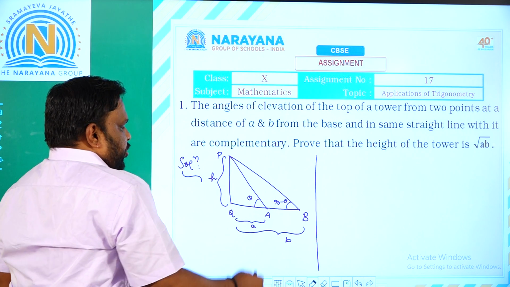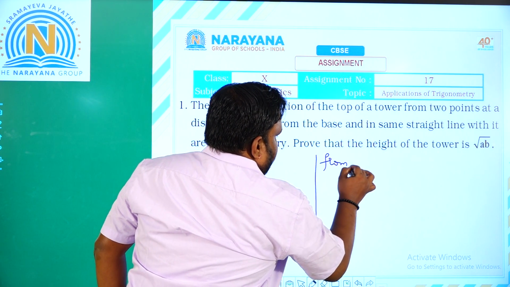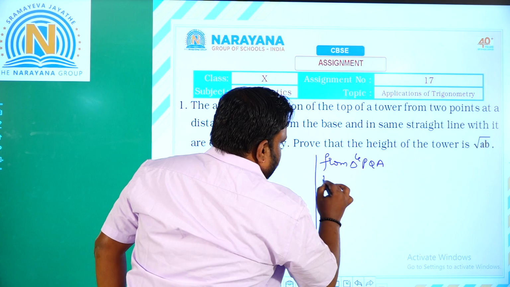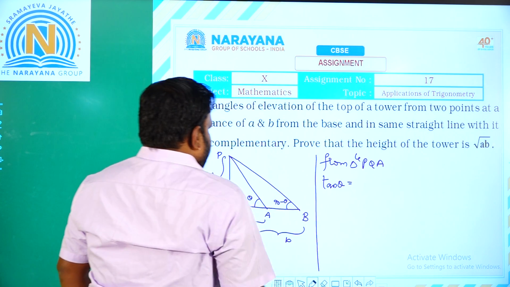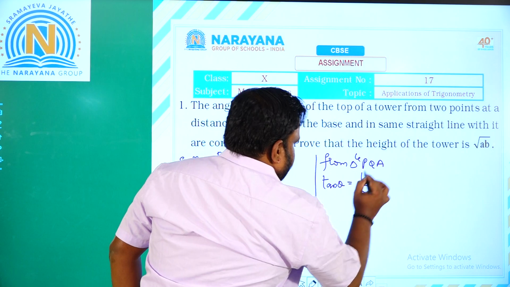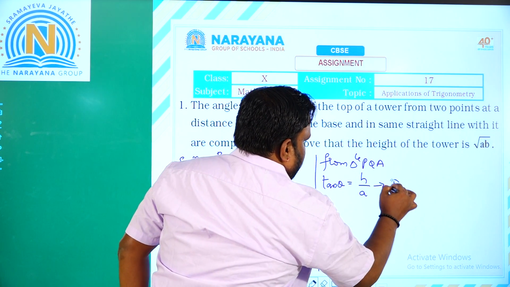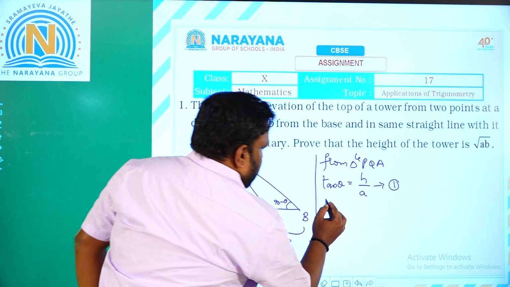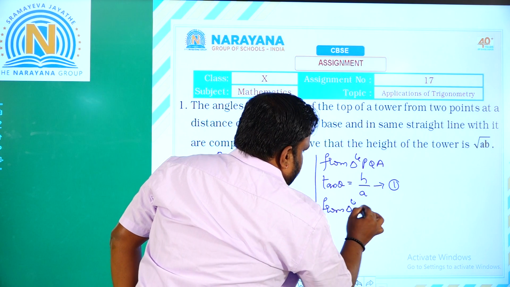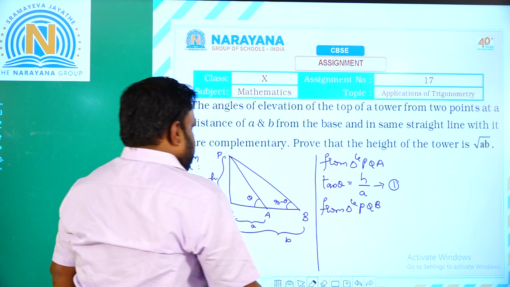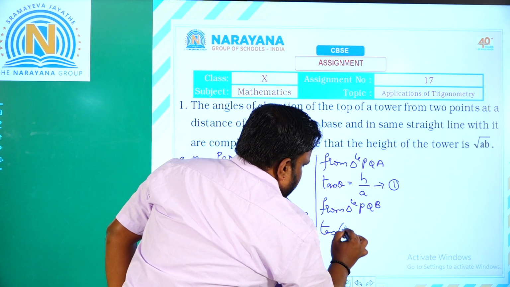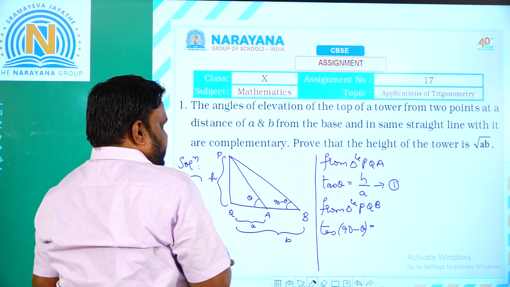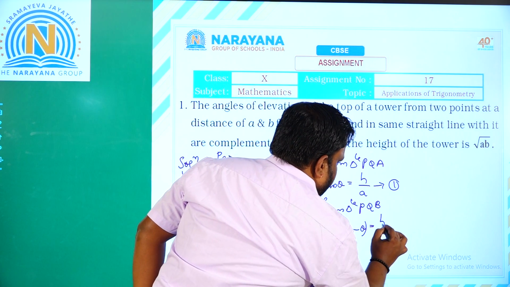Now from triangle PQA, tan theta is equal to PQ by QA, that is h by A. Name this as equation number 1. Now if you observe properly, let us check one more triangle, that is PQB. From triangle PQB, tan 90 minus theta is equal to PQ by QB. PQ is h and QB is B. So that means h by B.